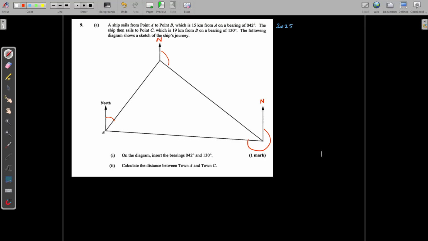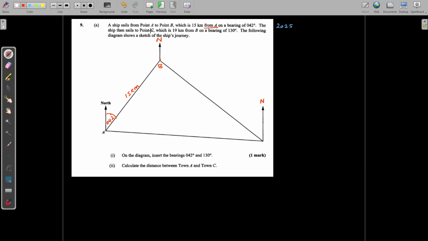Which one could be 42 degrees? So the first one is drawn from A. And it even gave you in the question, it says from A. So we know that the bearing is going to be here. So that's 042. And they told us that it has a distance of 15 kilometers. And so this will be point B then. Let's put a B on the inside. So that's point B right here.